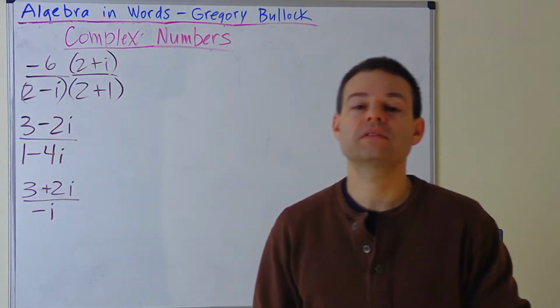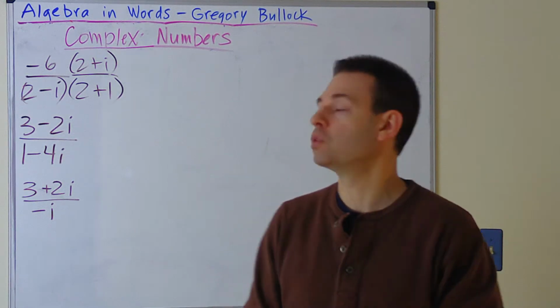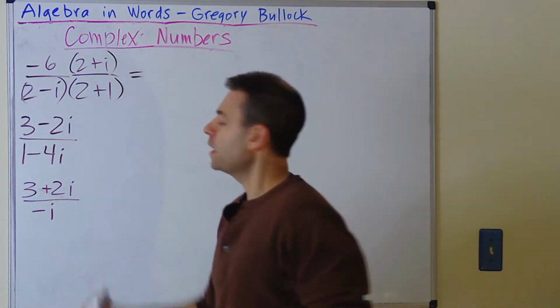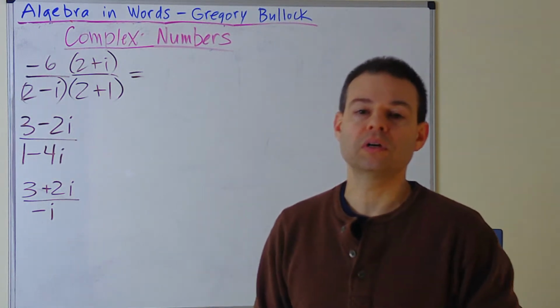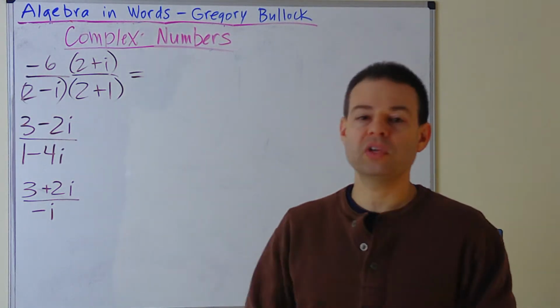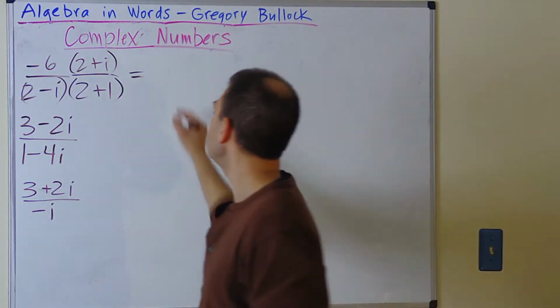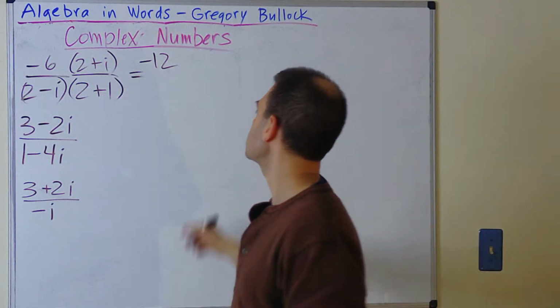So let's start with the top. Since we have -6 in the top, we're going to be distributing that through the quantity 2 plus i. I went over distributing with complex numbers in the previous video if you need more help on that. But assuming you know how to do that, -6 times 2 is -12. -6 times i is -6i.